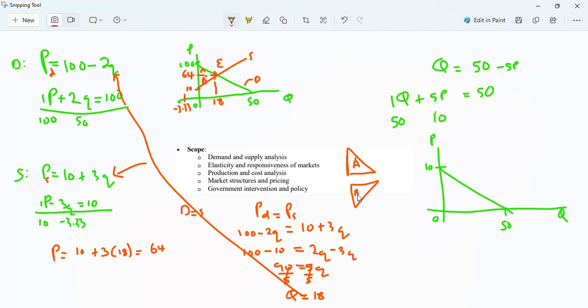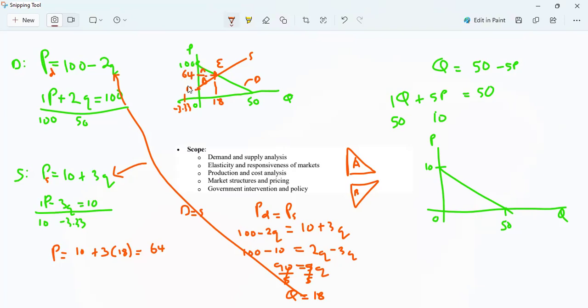Consumer surplus is the difference between the maximum price a consumer is willing to pay for a good and the actual price they pay. It's the benefit the consumer receives when they pay less than what they were willing to pay. For instance, the market price for maize is 10 kwacha, but you're willing to pay 15 kwacha. The difference is the consumer surplus. So the market price for this product is 64 kwacha, but you were willing to pay 100 kwacha. This is the consumer surplus.